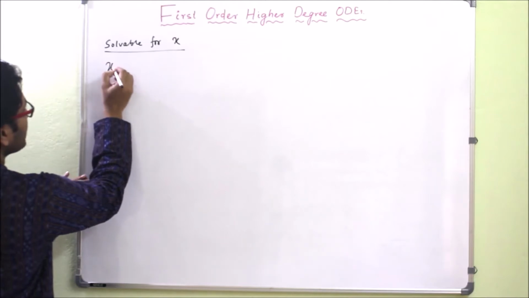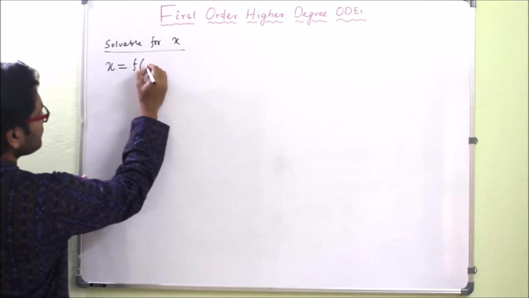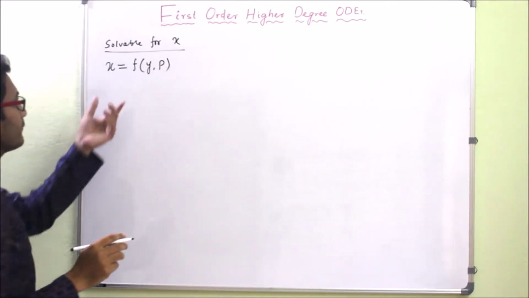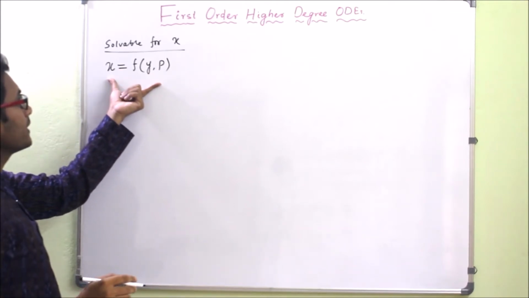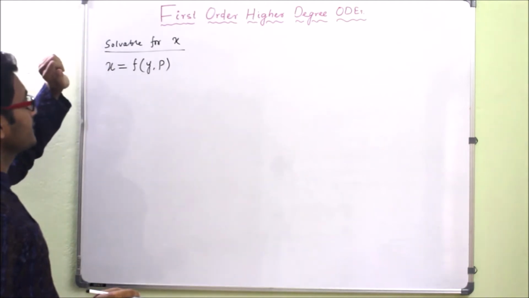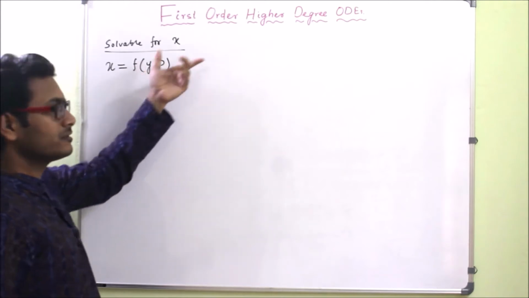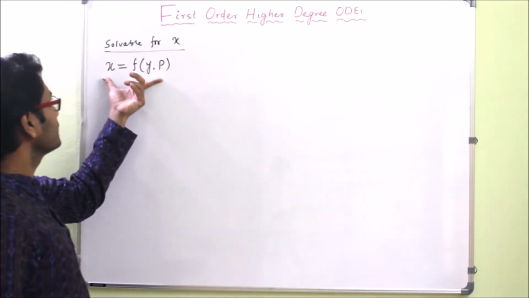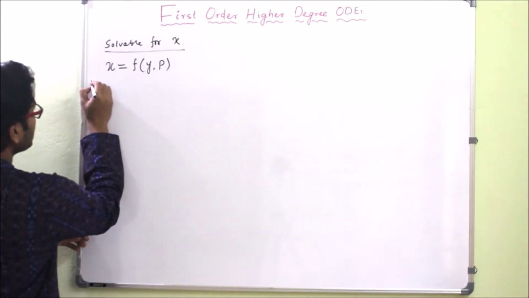The proper form is x equal to a function of y comma p. If the ordinary differential equation is in this form, then we can apply this method. If it is not in this form, then we have to convert it into this form, and only then can we apply the method. So what is the procedure?